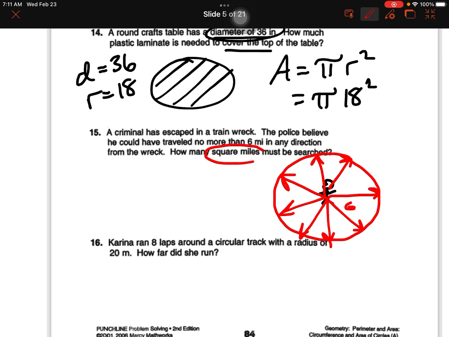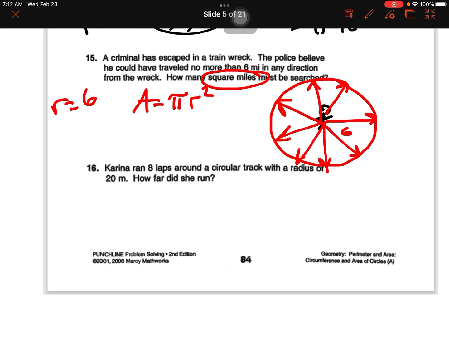And so the key word here is "how many square miles." If you didn't understand the picture and thought of it this way, you're trying to figure out area. Since it said square miles, that is your clue that you're finding area, and you need to recognize that the 6 in this case was your R. So whatever your partner B was, that radius would be different.